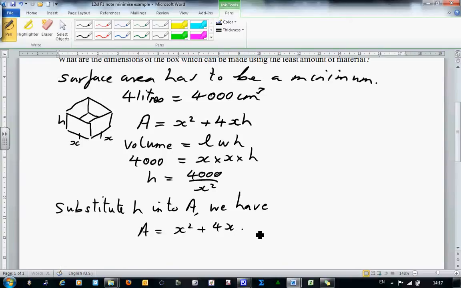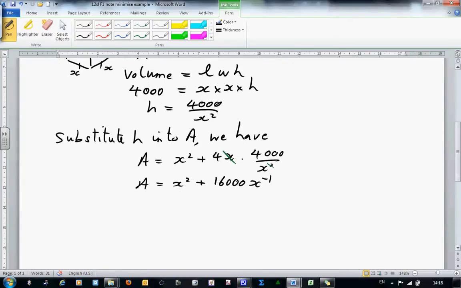And immediately we can do some tidying up. So we can get rid of those, and we end up with the area equals x squared plus 16,000 over x. Well, I'm going to write that as 16,000 x to the minus 1. And the reason for that is we're going to have to differentiate that. And so when we differentiate, then we have that dA/dx is a straight differentiation. x squared becomes 2x. And then we have minus 16,000 x to the negative 2.